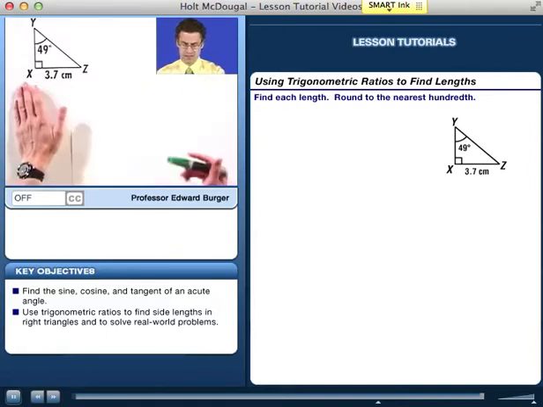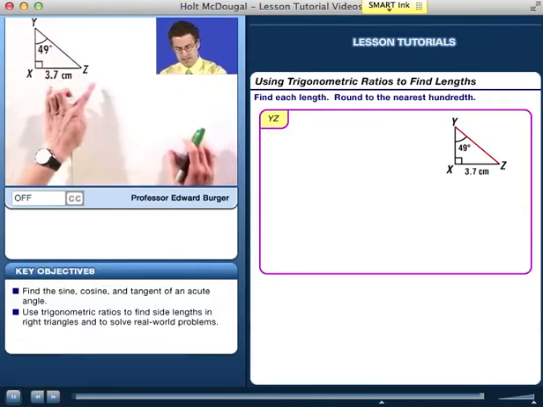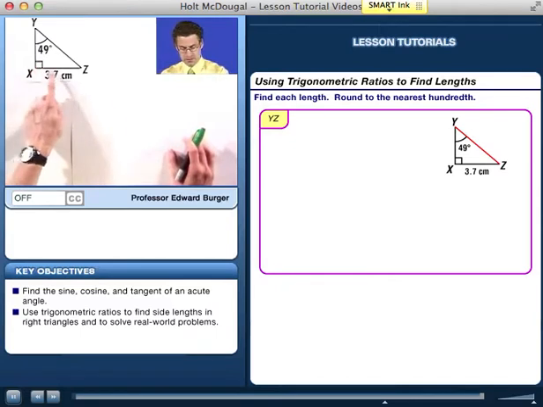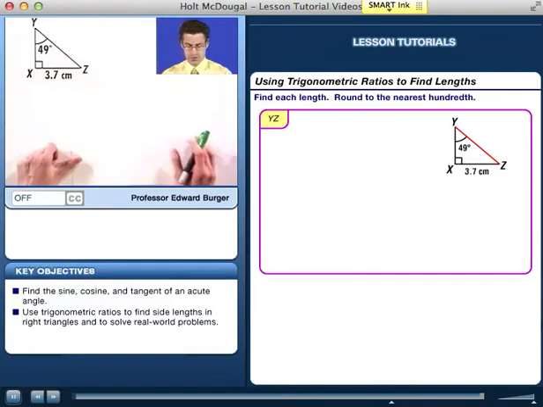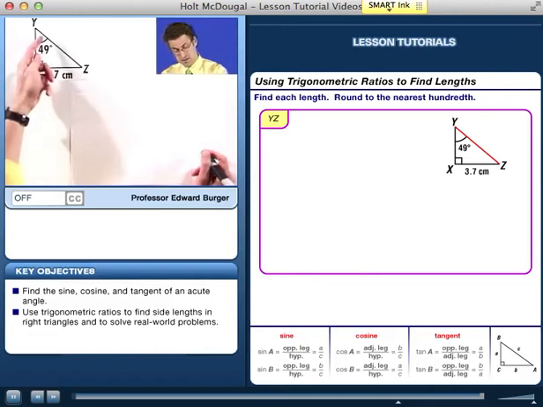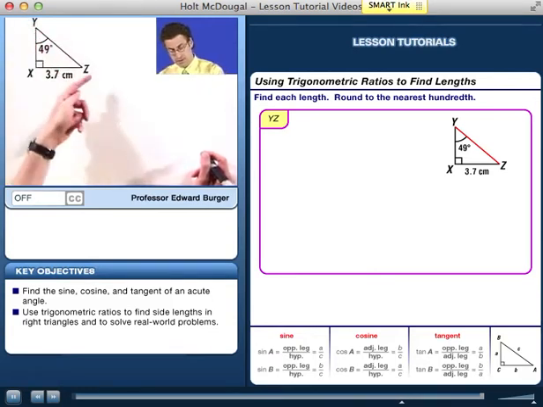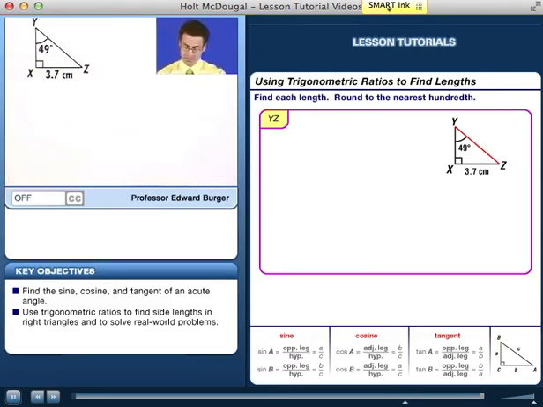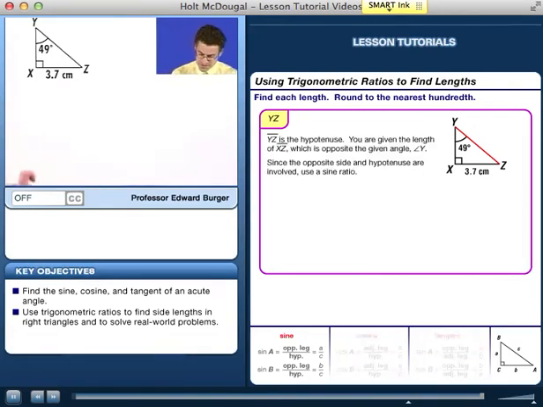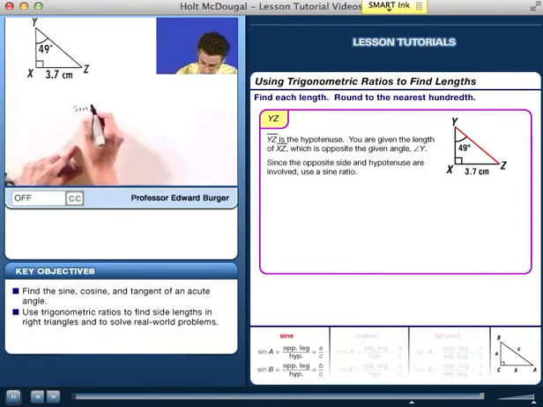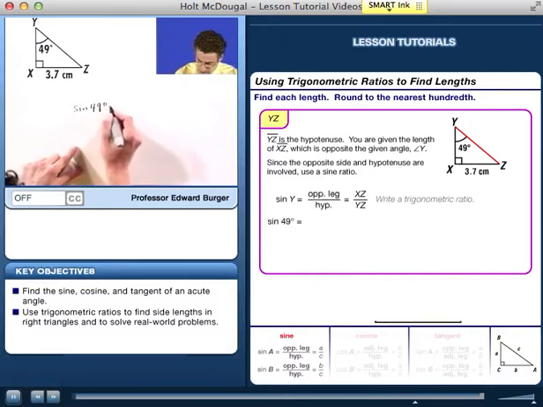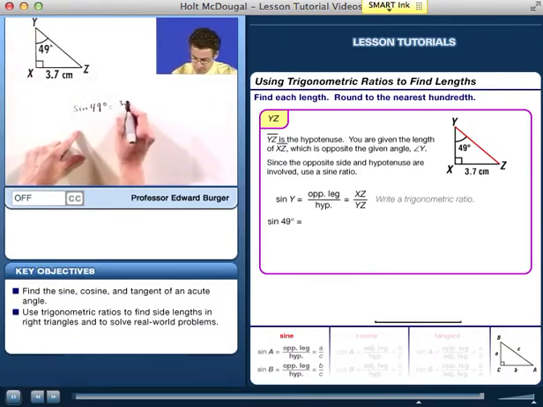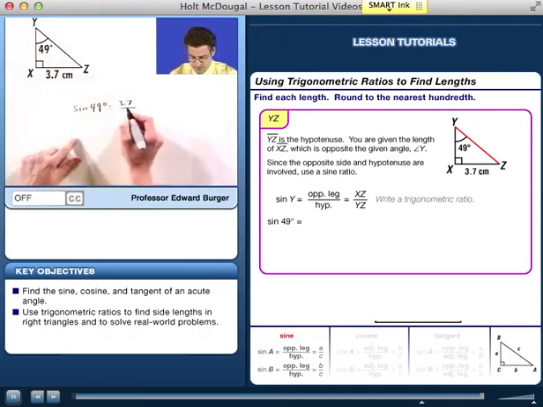Here I want to find the length of the hypotenuse, which is YZ, and we're given that it's a right triangle. I'm given that this leg here has length 3.7 centimeters, and I'm given that this angle is 49 degrees. What are we going to do here? Well, I know the opposite side with respect to this known angle, and I want to find the hypotenuse. Opposite, hypotenuse: sine. So sine of 49 degrees is going to equal the opposite, 3.7, divided by the hypotenuse, which is that length, YZ.